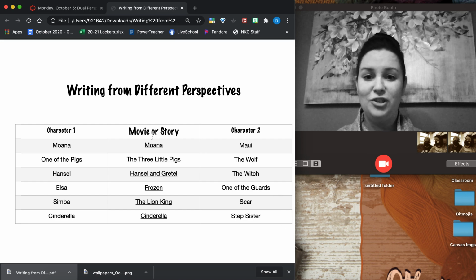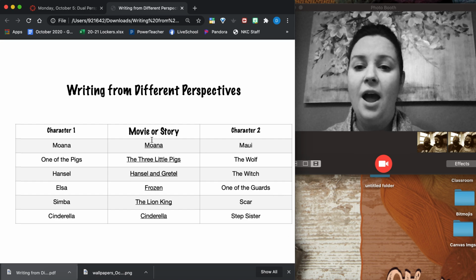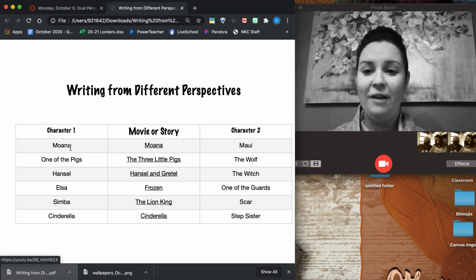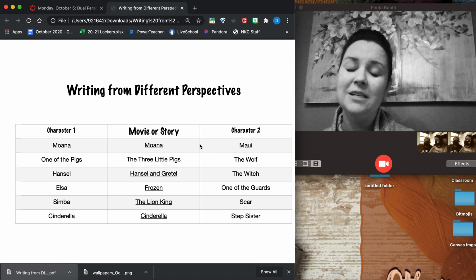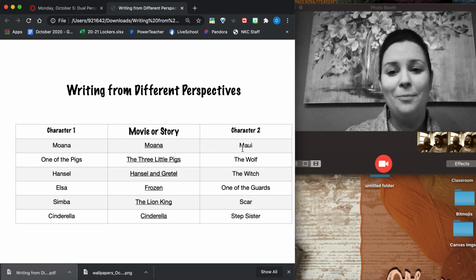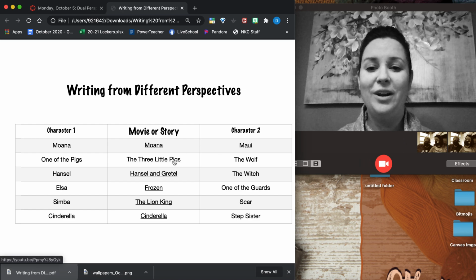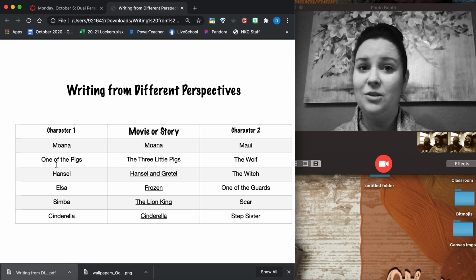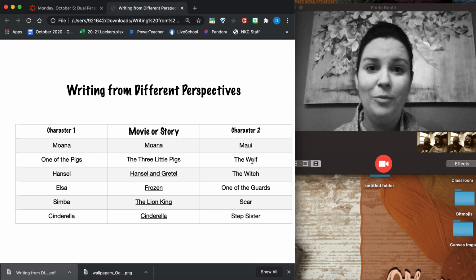So our situations or events right now are Moana. And I tried to link these, so hopefully these links work. So you can write from Moana's perspective or Maui's perspective. And then we have the story of the 3 little pigs. So I've linked that story, a little read aloud for you. You can choose one of the pigs to write from, or you could choose to write from the wolf's perspective.